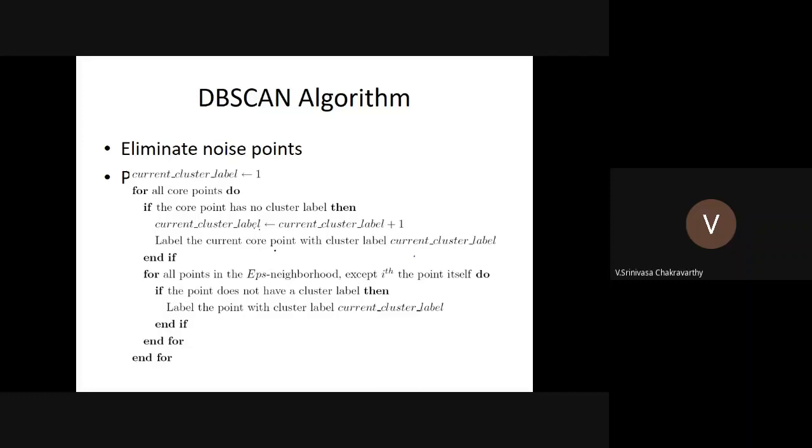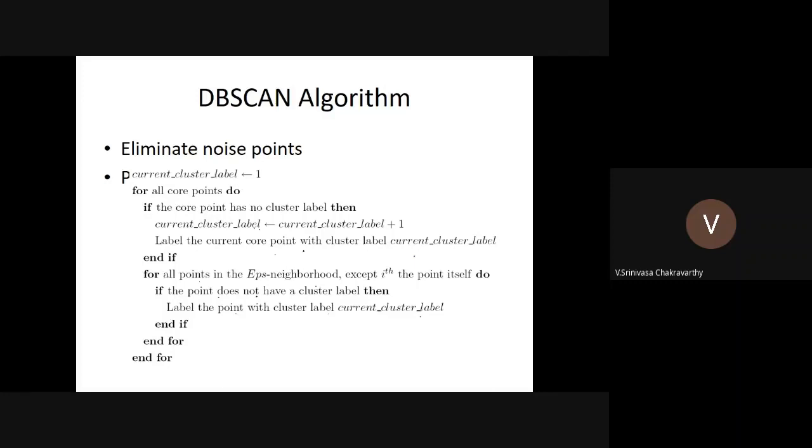Then, in addition to labeling that core point, you label all the points within the epsilon neighborhood of the core point, except the point itself, with the same cluster label if the point does not have a cluster label. So take all the points within the epsilon radius. If that point does not have a cluster label right now, then give it your current running cluster label. Just go through this loop. If you do this loop, you will slowly label all the points after some n clusters.